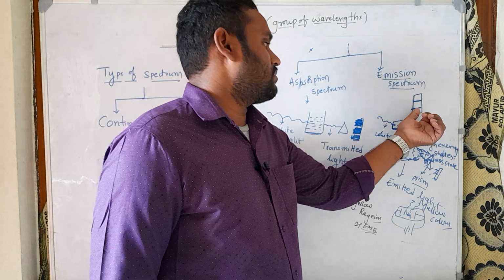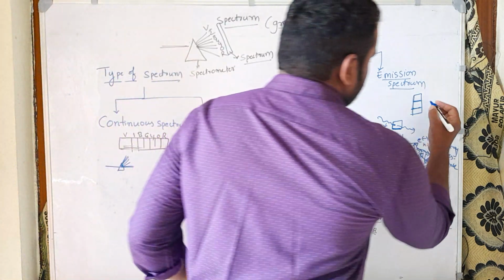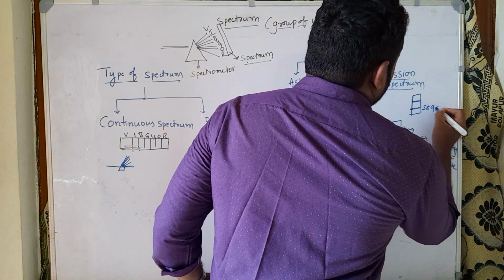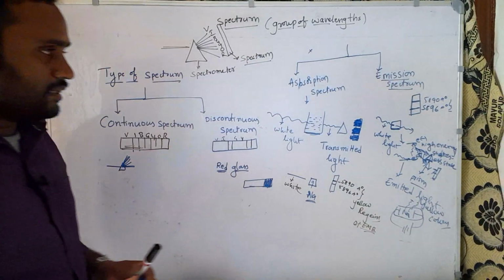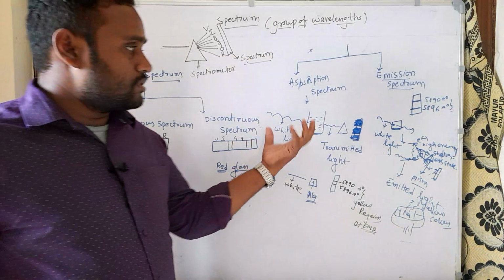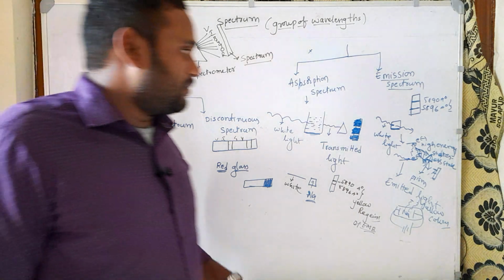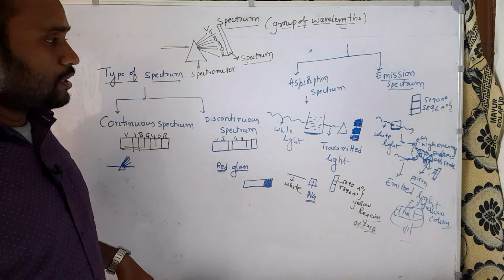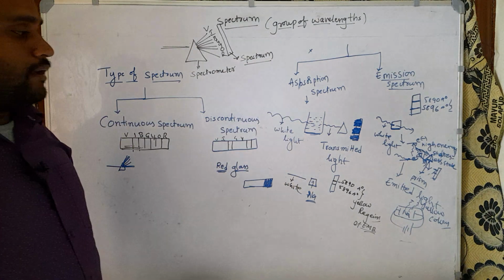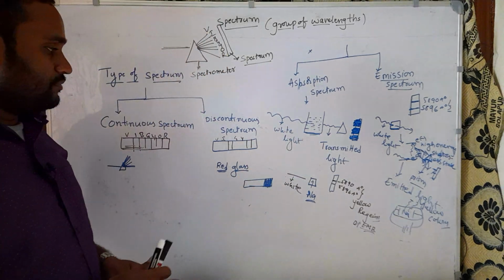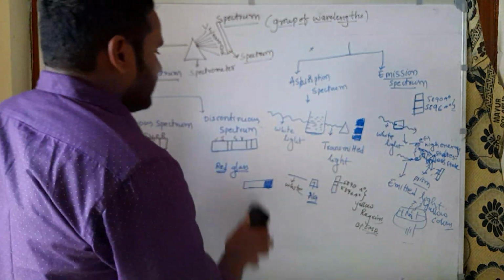Here we can consider this whiteboard as a black background, and this blue line as the bright lines, but they are at which region? 5896 and 5890 Angstroms. At this region we are going to get the bright lines. So this is about absorption spectrum and emission spectrum. What are the differences between the absorption spectrum and emission spectrum? In absorption spectrum, we study the properties of transmitted light. In emission spectrum, what do we study? Properties of emitted light.